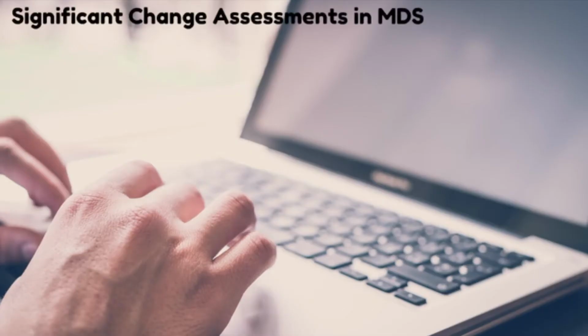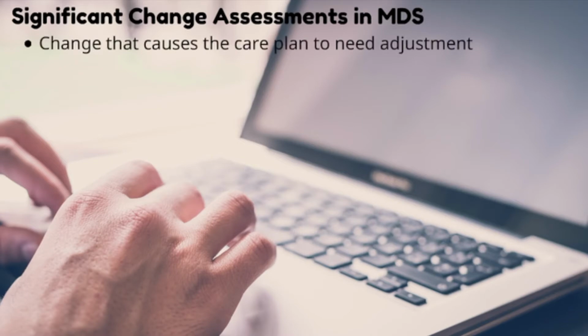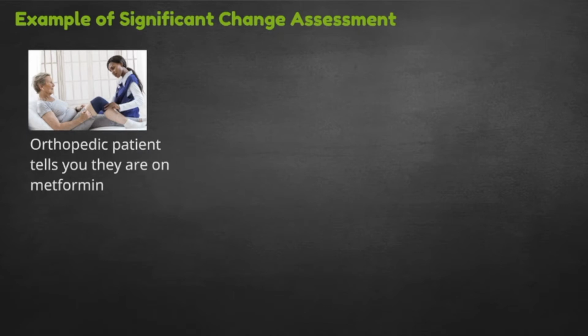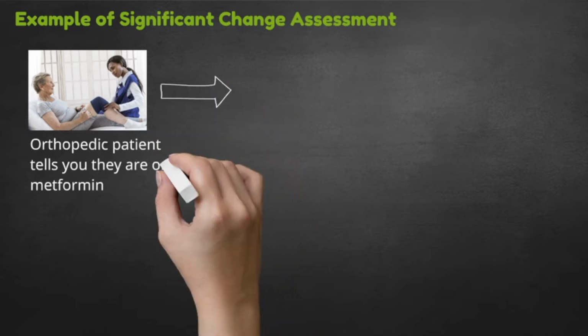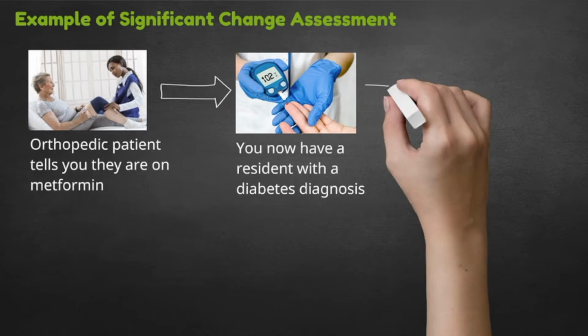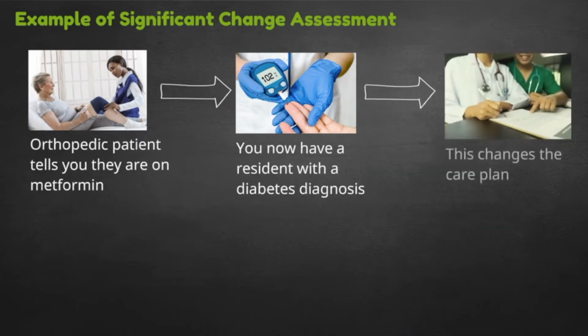Today we will talk about types of significant change assessments in MDS. In MDS terms, a significant change is one which causes a care plan to need adjustment. Perhaps it can be a misdiagnosis that surfaces as a conversational aside. For instance, an orthopedic resident with a total knee replacement might not have told the surgeon he was taking metformin, because it had been a while since he filled the prescription. Suddenly you're faced with an established resident with a diabetes diagnosis, which changes much about the care plan. Who knows how many assessments have gone by inaccurately?